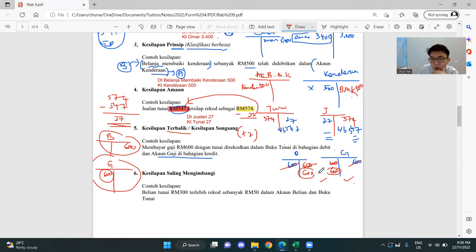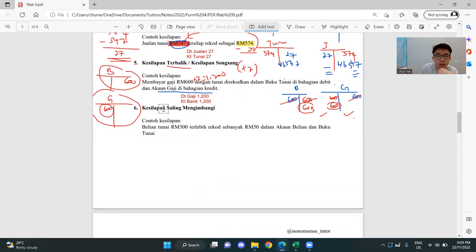And this is what we want. So now, instead of writing 600, 600 two times, you should write 600 times 2. You get 1,200. So from here, how you're going to record is, debit gaji. You can see now in the debit side. So gaji, you debit gaji 1,200 and credit bank 1,200 also. So that is how you record for kesilapan terbalik atau kesilapan songsang. So the keyword is the record dalam terbalik, debit credit terbalik. And then if that is so, your amount times 2 and then you debit out and credit back to your bank. Okay, do what we are supposed to do.